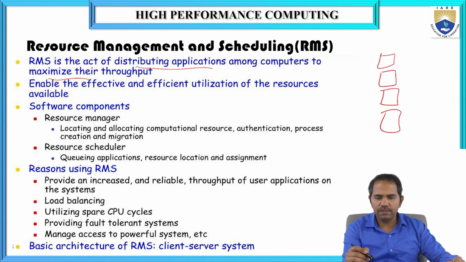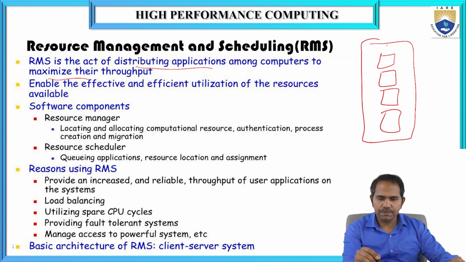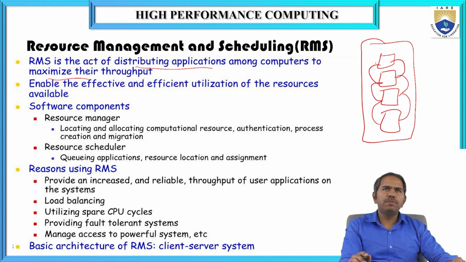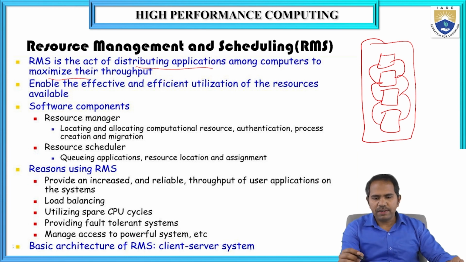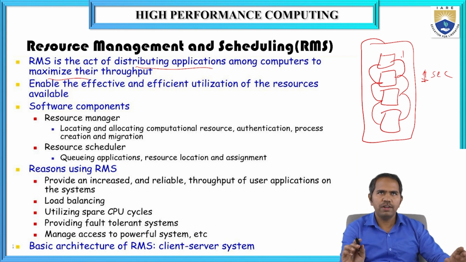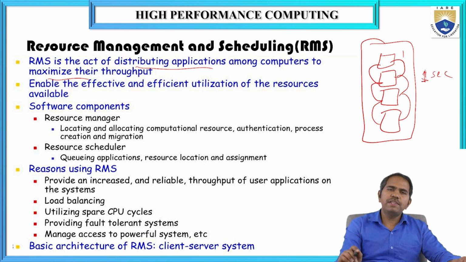For example, in a cluster system, it has to distribute applications to different systems, from one system to other systems. So it distributes applications among computers to maximize their throughput. Throughput means how many tasks are completed per second. The throughput tells how many jobs are completed in a particular amount of time. For example, for the first system, how many tasks are completed. So finally, it has to maximize the throughput. That is the duty of an RMS, resource management and scheduling: distributing applications among computers to maximize their throughput.